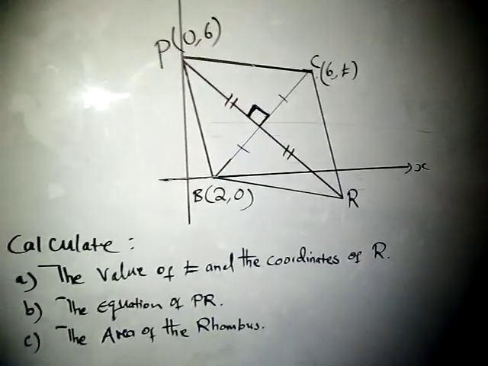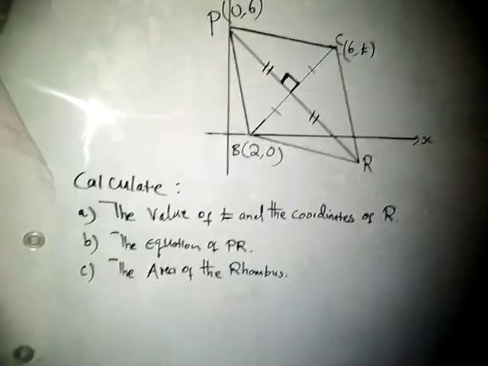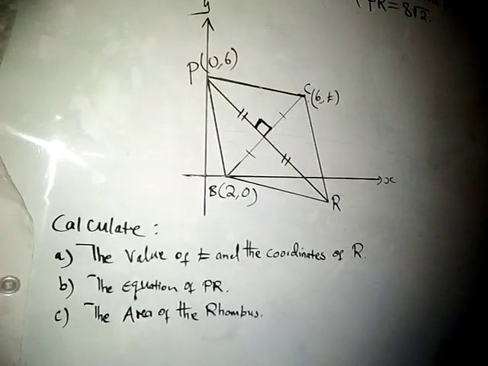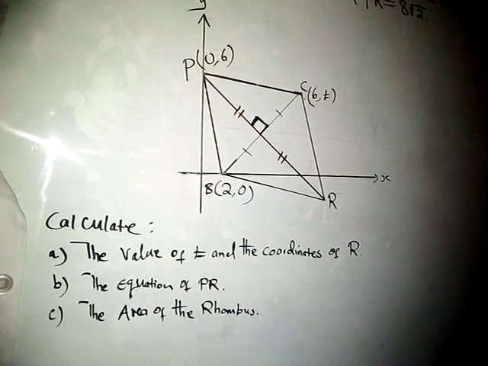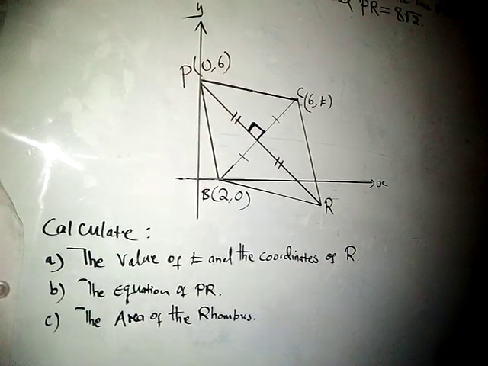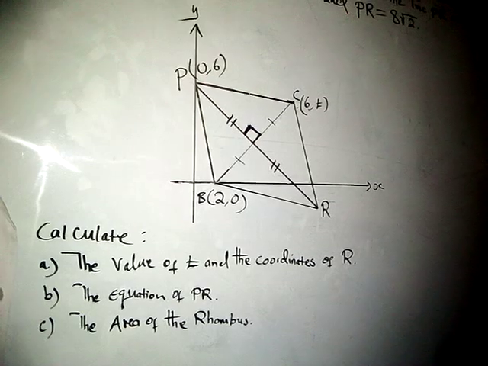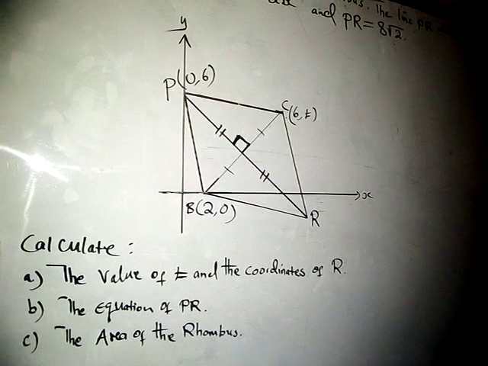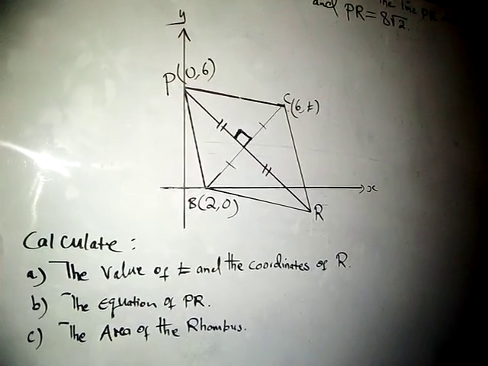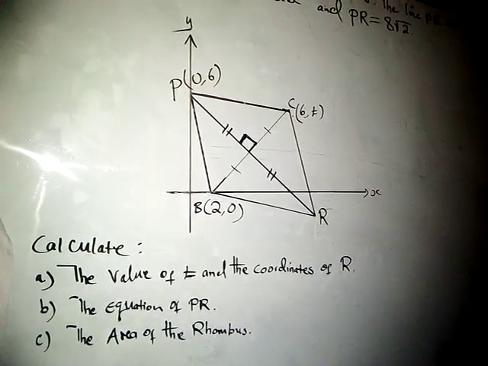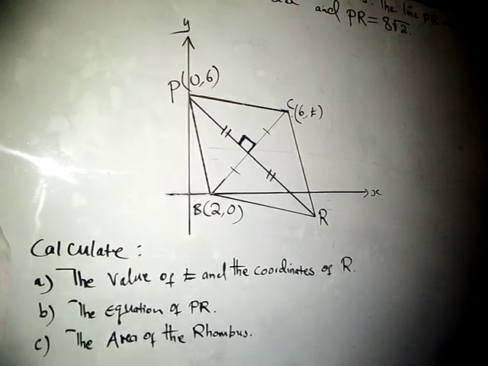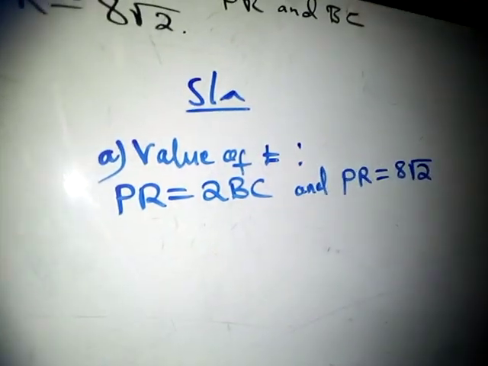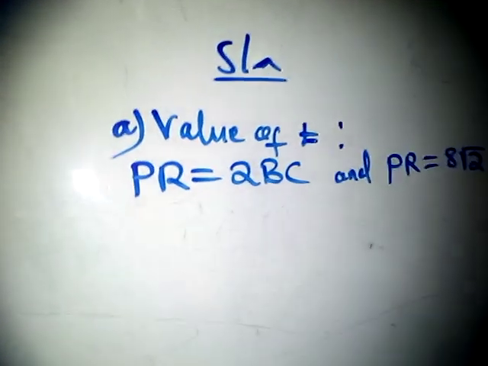Another question asks, calculate number 1, the value of t and the coordinates of R. Number B, calculate the equation of PR. And number C, calculate the area of the rhombus. So let's see how we answer the first question, the value of t and the coordinates of R. Let's get started.